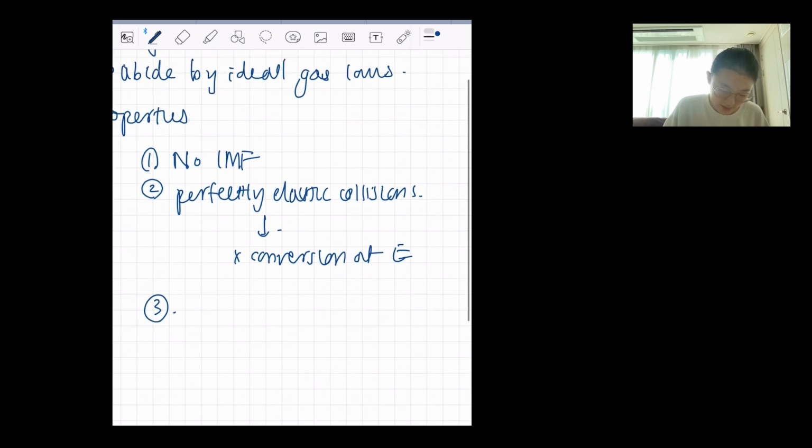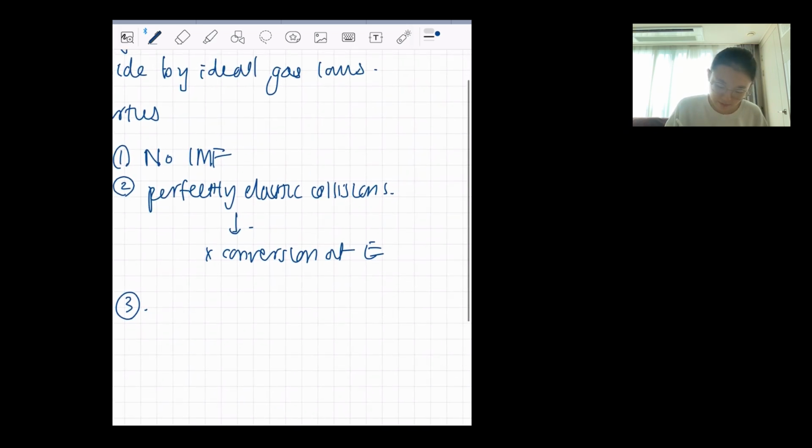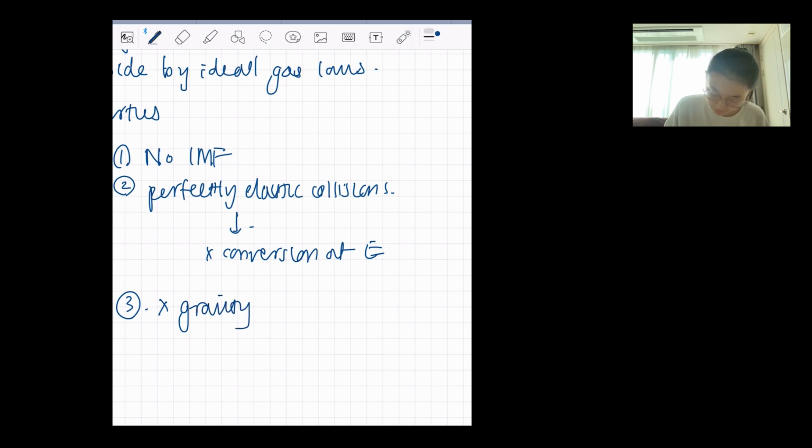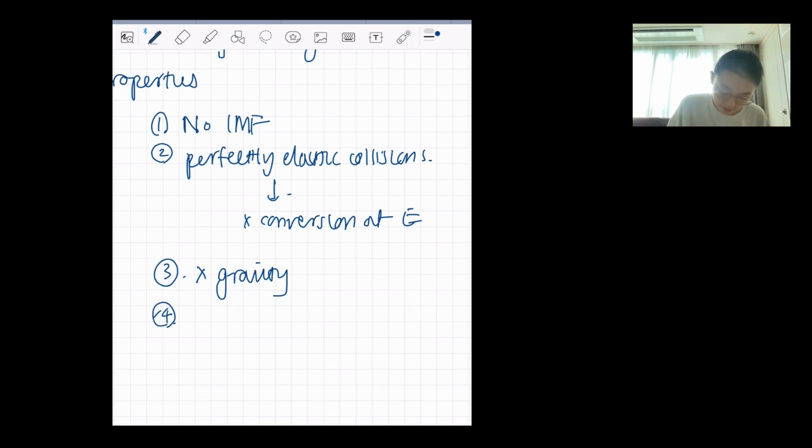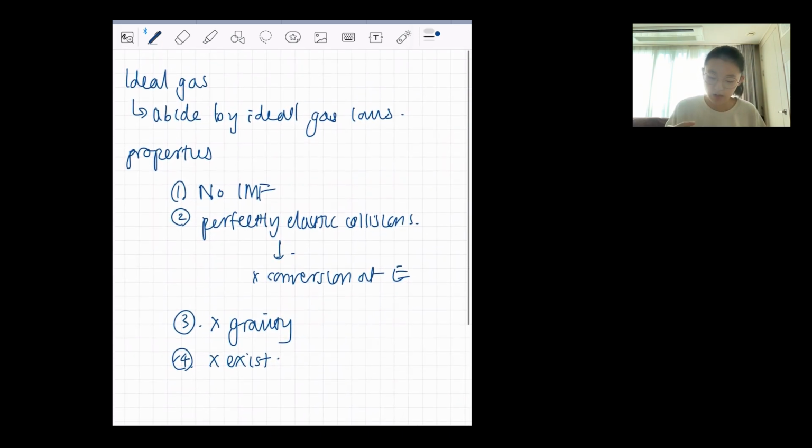Thirdly, ideal gases are known to not be influenced by the force of gravity. And lastly, ideal gases simply do not exist in reality. However, when we do any calculations, all gases are assumed to be ideal gases.